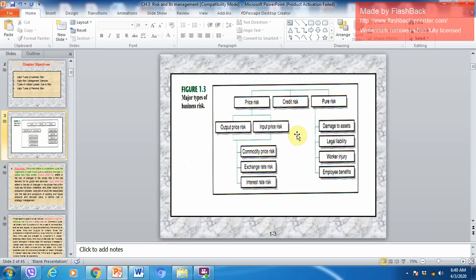So our second type of business risk is also completed. Now the third and last category of major risk is pure risk. Pure risk is associated with tangible things and has three further subpoints.